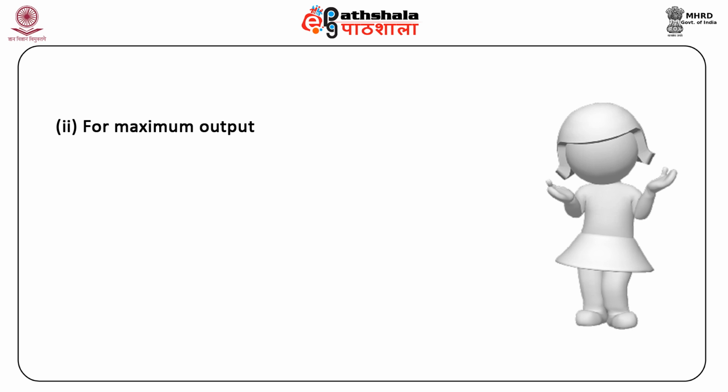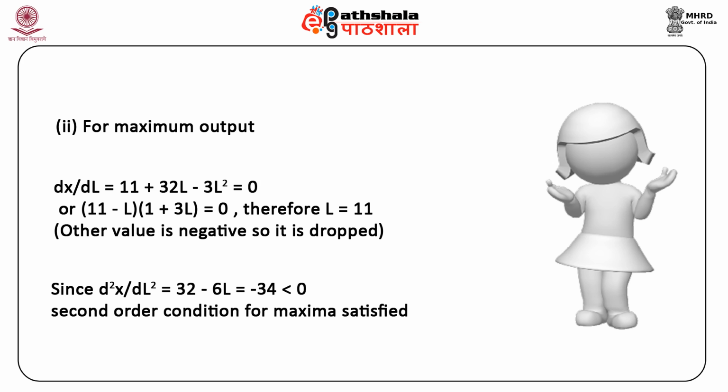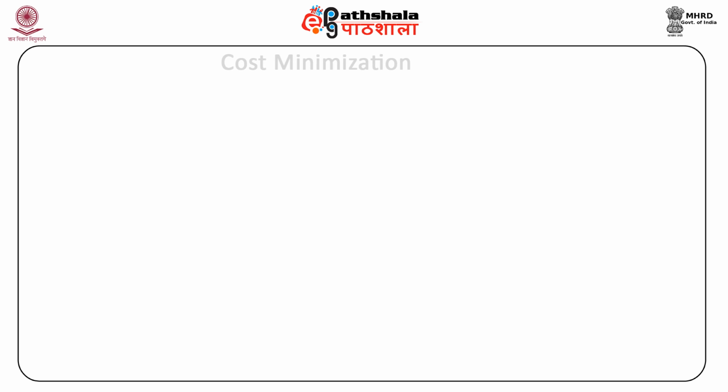For the second option of maximum output, we have dX upon dL equal to 11 plus 32L minus 3L square equal to 0, or (11 minus L) into (1 plus 3L) equal to 0, which gives L equal to 11. The other value of L being negative is dropped. Since the double derivative is equal to minus 34 and is less than 0, the second order condition for maxima is satisfied. Another important application is the cost minimization exercise.